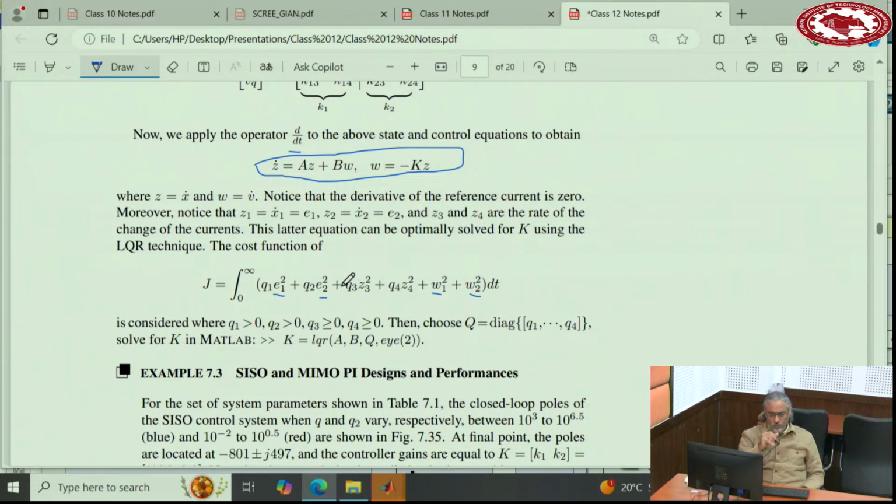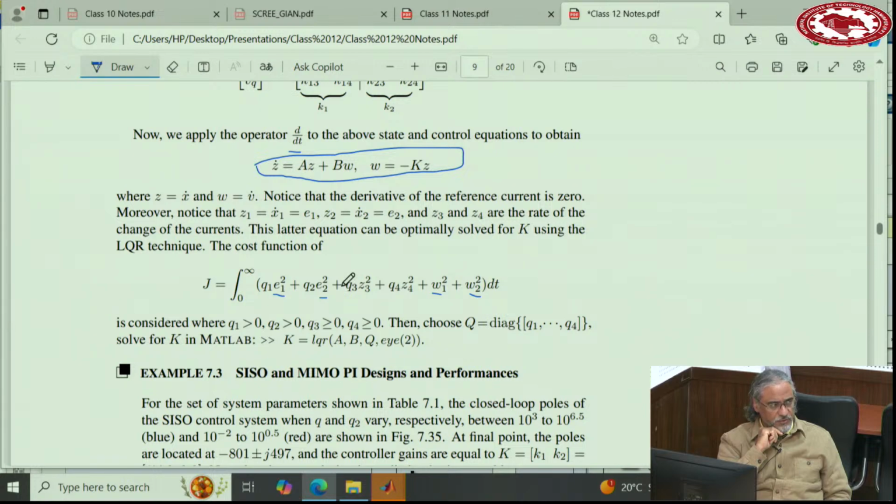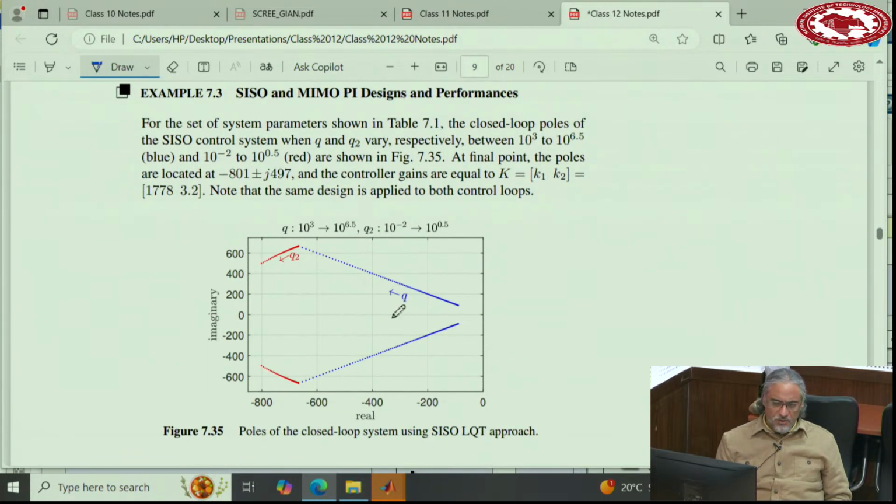So this was the procedure for designing the controller, both SISO and MIMO. SISO we already did. MIMO, this is the first time I explained here how to do the MIMO. Okay, so for SISO, this is what we did many times in the DC chapter.